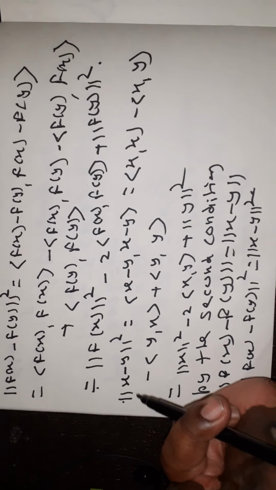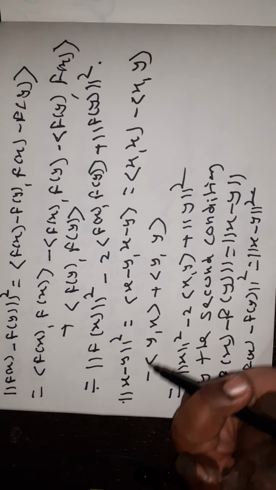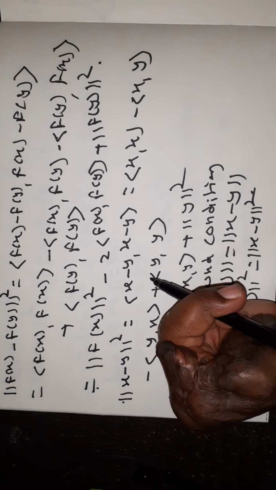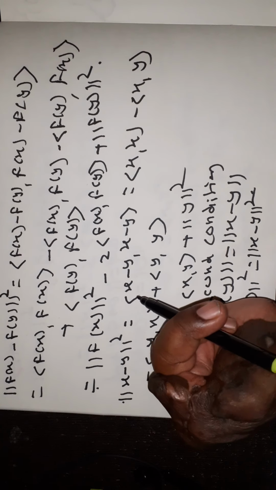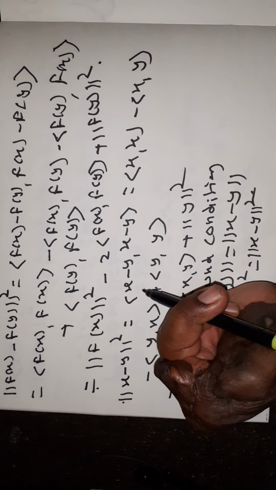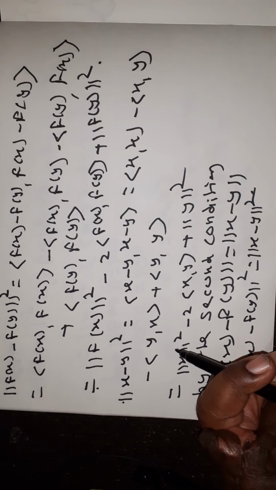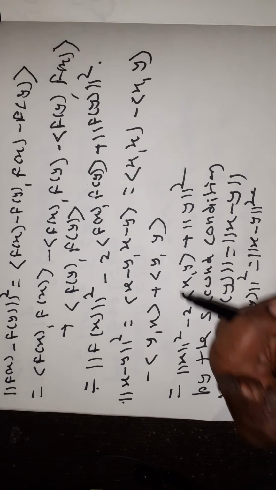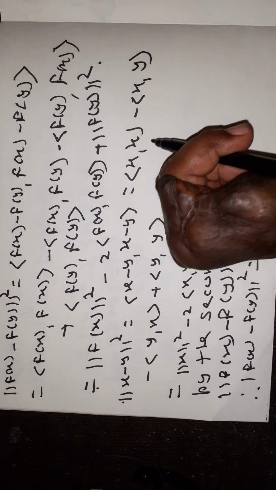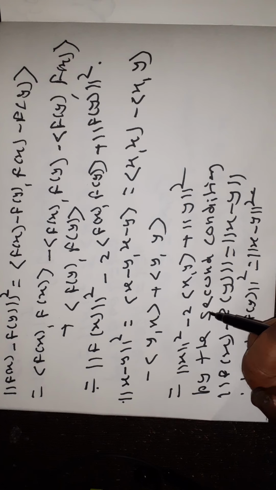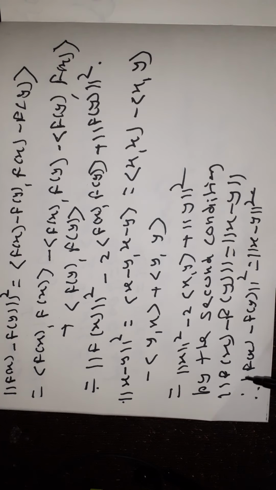Therefore, this is equal to norm of f(x) squared minus 2 angle bracket f(x), f(y) plus norm of f(y) squared. Now norm of x minus y squared is angle bracket x minus y, x minus y, which is equal to angle bracket x, x minus angle bracket x, y minus angle bracket y, x plus angle bracket y, y. Now this is equal to norm of x squared minus 2 angle bracket x, y plus norm of y squared. By the second condition, norm of f(x) minus f(y) is equal to norm of x minus y. Therefore, norm of f(x) minus f(y) squared is equal to norm of x minus y squared.